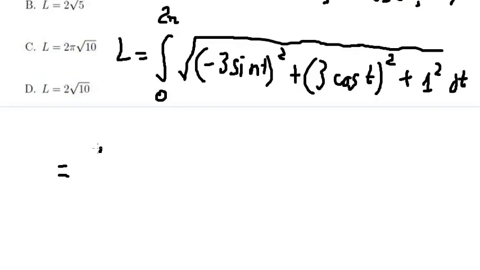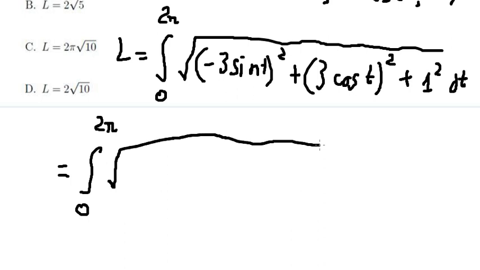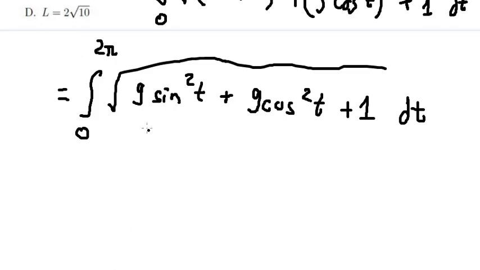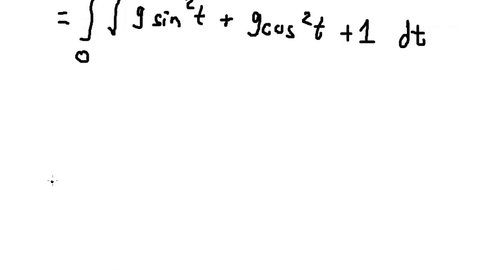So for this one, we have 9 sine squared t with 9 cosine squared t, and we have 1. So 9 and 9, we can do factorization.